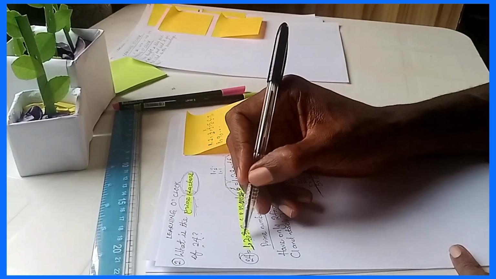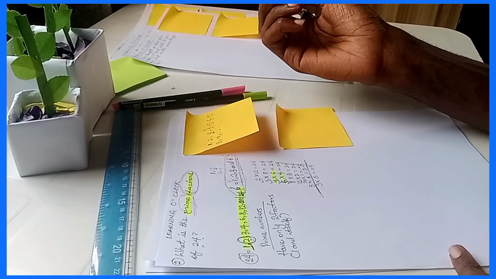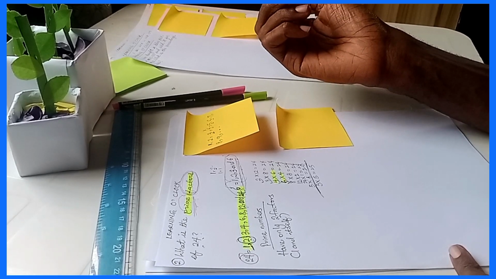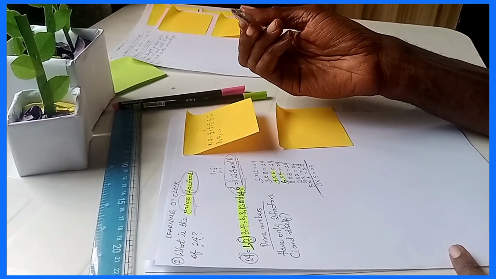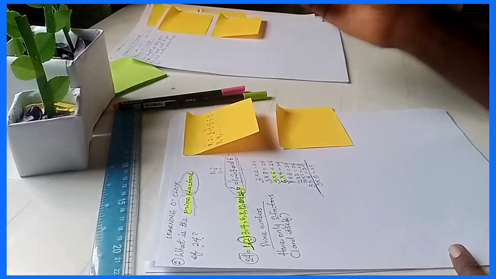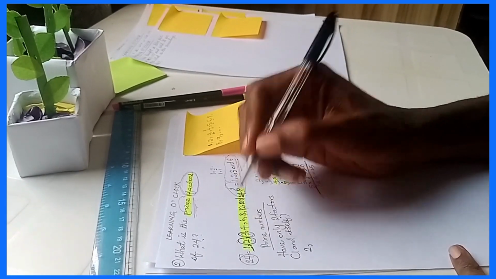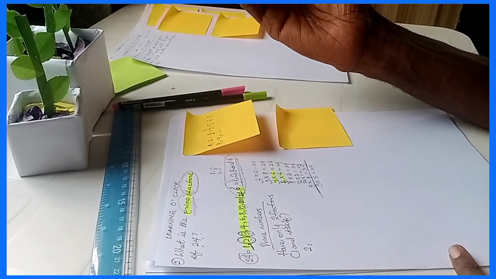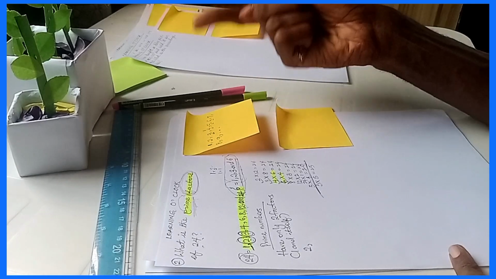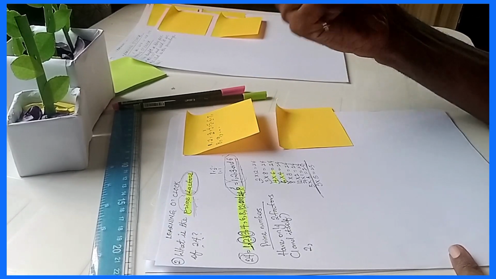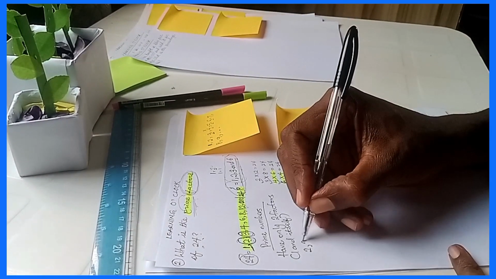So looking at 2, let's check. What number can divide 2? Just 1 and itself, right? 2 divided by 1 is 2, and 2 divided by 2, there's no other number. So that's 2, it's prime. Then let's check out 3. Think about it, 1 and itself. There's no other number that can divide 3 without a remainder.